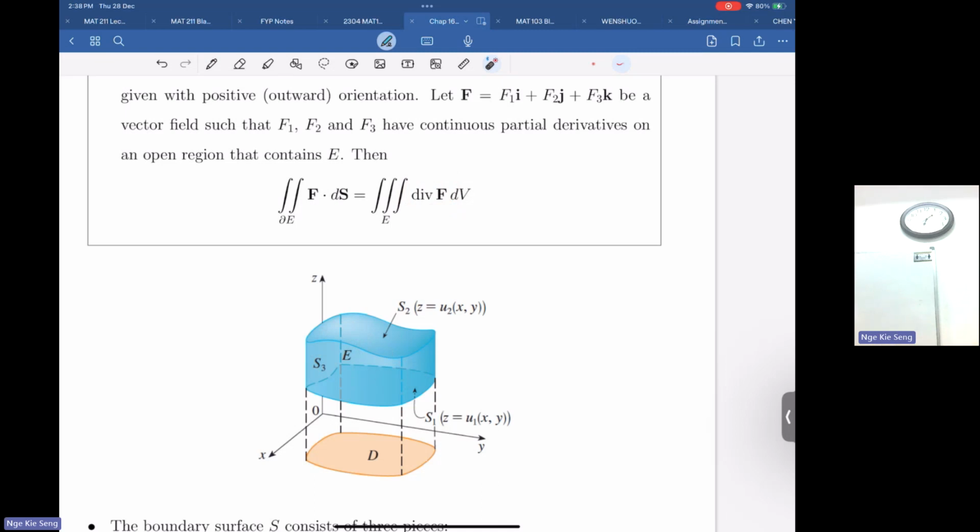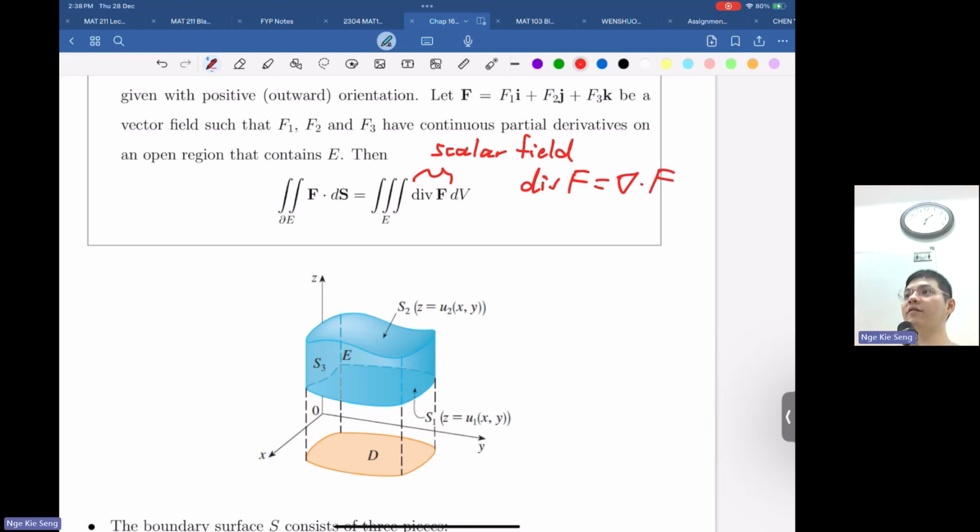Is the divergence of F a scalar field or a vector field? It's a scalar field. Why? Because div F equals the gradient operator dotted with the vector field, and if you take two vectors and dot them together, you get a scalar. So in the volume integral there's no vector anymore. You don't need to do the dot product; you can straight away integrate it, using the multiple integrals we learned just now.